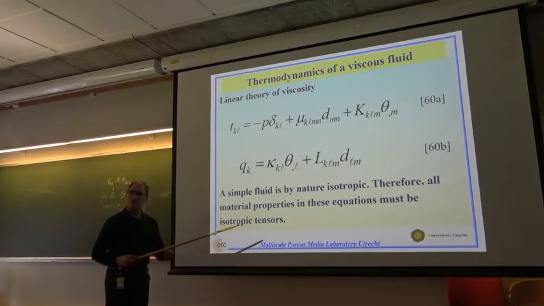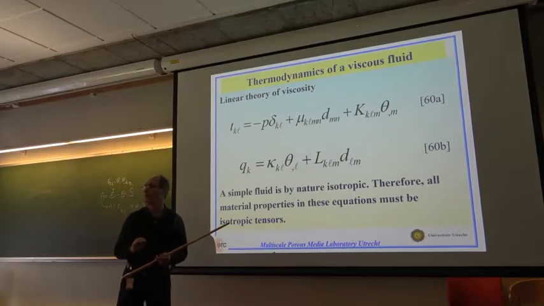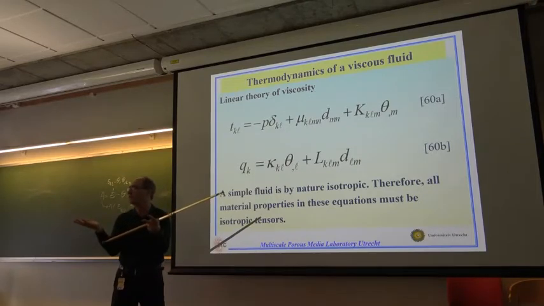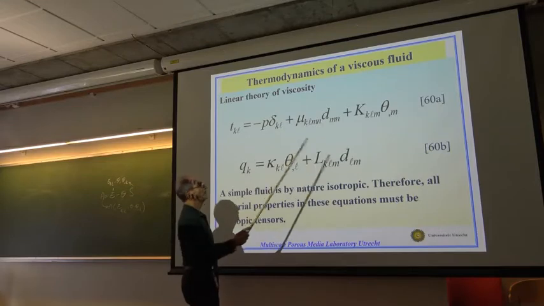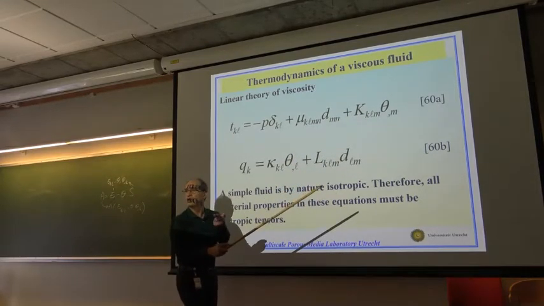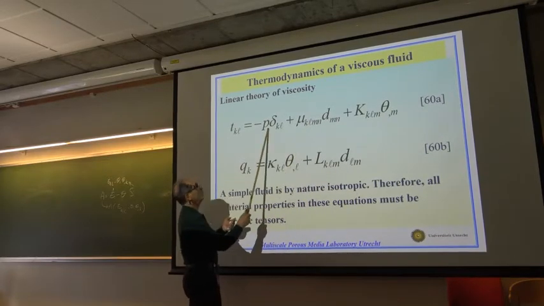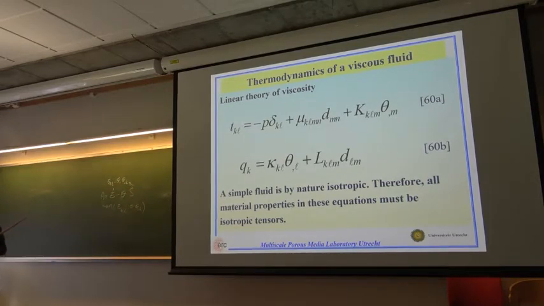A fluid, we say a simple fluid is isotropic. If that is the case, that means a fluid behavior in different directions is the same. It doesn't have any anisotropy. If that's the case, this must be 0. There is no third order anisotropic tensor. This must be 0, and we are only left with these as potential linear relationships.